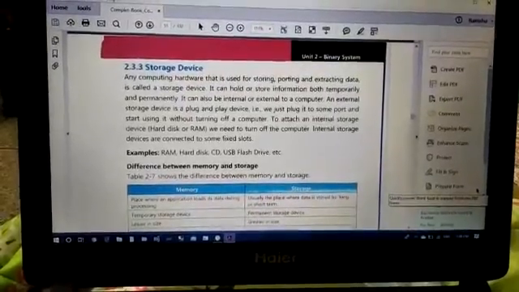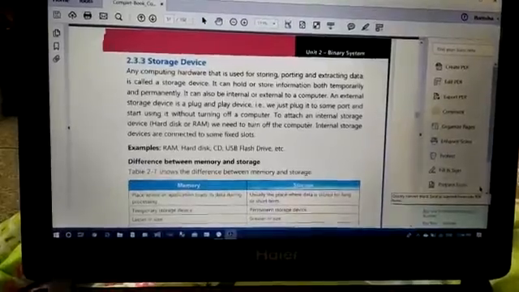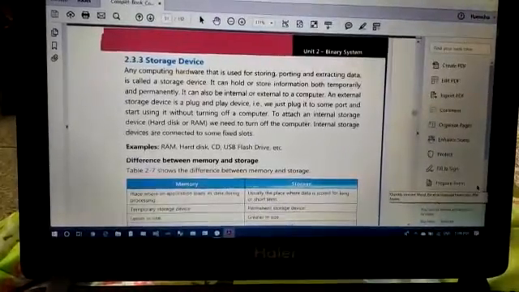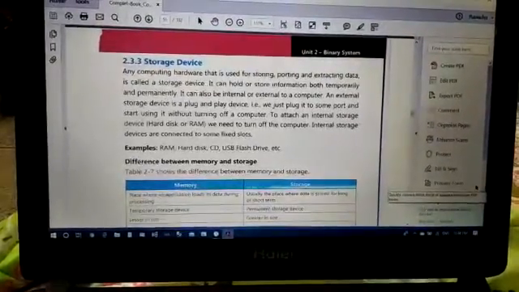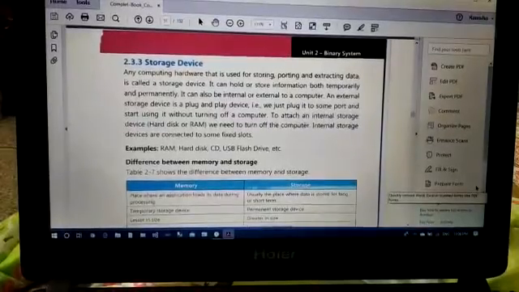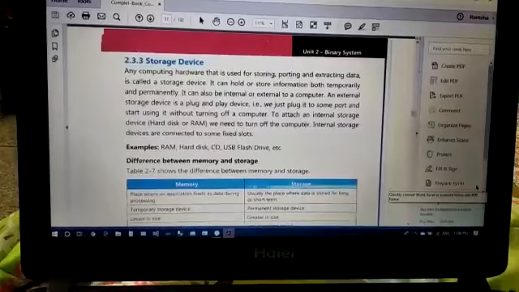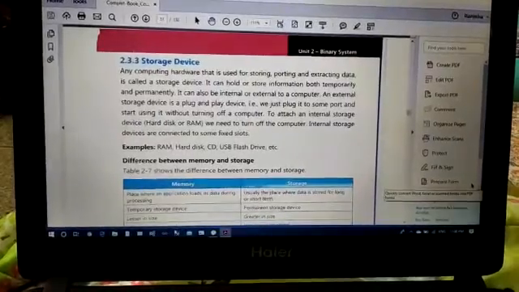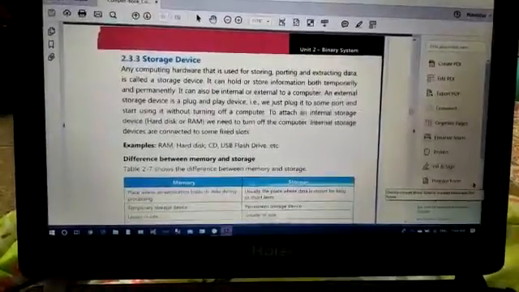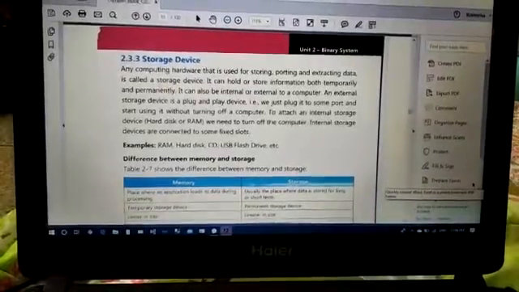Bismillahirrahmanirrahim. Students, we will continue from Unit 2 Binary System and our topic is Storage Device, which is on page number 43. First of all, we will explain the definition of storage device, which you can see over here in the first line. Any computing hardware that is used for storing, porting and extracting data is called a storage device.